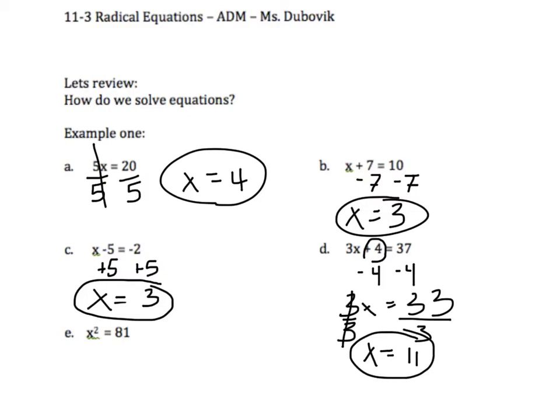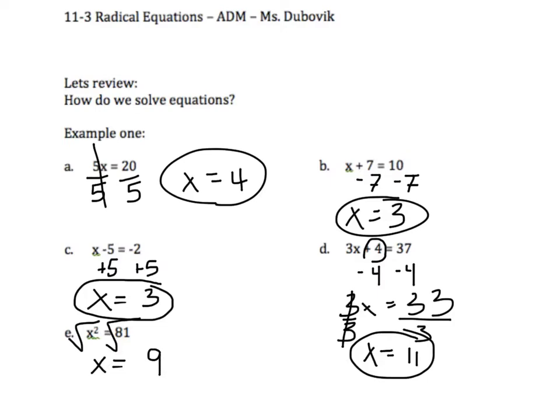Last but not least, we have x squared equals 81. In order to get rid of the squared, we have to take the square root of each side. So just remember, opposite of the square root is square, and opposite of taking it and raising it to the second power is the square root. So in this case, we're going to have 9 as our answer.